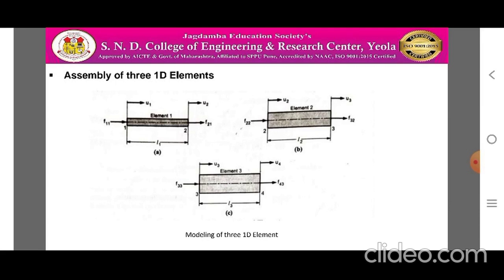Similarly, element 2 is shown in figure B having length L2, and the nodes connected with this element 2 are 2 and 3. U2 and U3 are the deformations at the respective nodes, while the force acting at node 2 is F22 and at node 3 is F32. Similarly, element 3 can be modeled as shown in the figure, having length L3, connected between nodes 3 and 4. U3 and U4 are the deformations at nodes 3 and 4 respectively, and F33 and F43 are the forces acting at nodes 3 and 4 respectively.